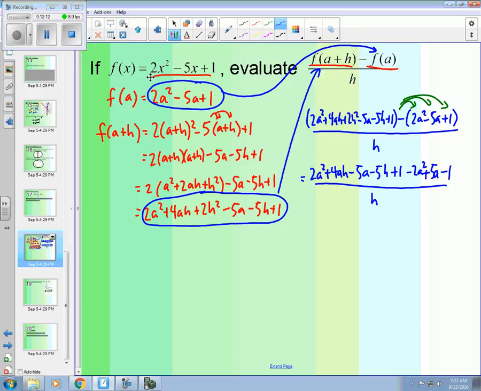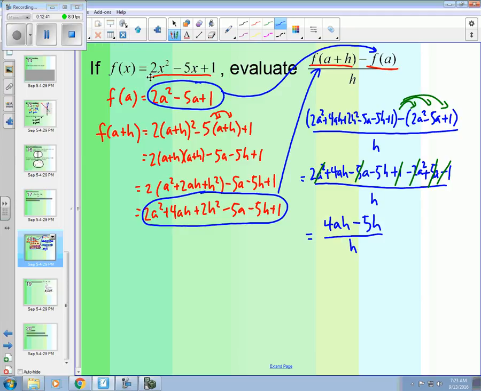Now we want to look, is there anything we can do to simplify? Well, yep. We got a negative 5a and a positive 5a. Those are opposite terms. They'll cancel out. 2a squared minus a squared, those two are going to cancel out. Plus 1 minus 1, those are going to cancel out. So what we're left with here is 4ah minus 5h all over h.